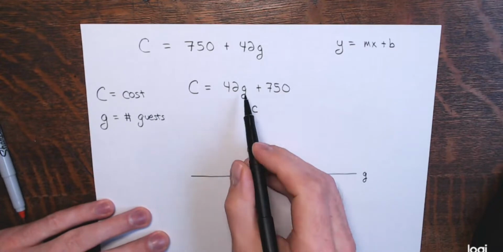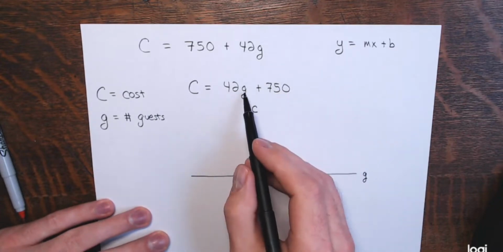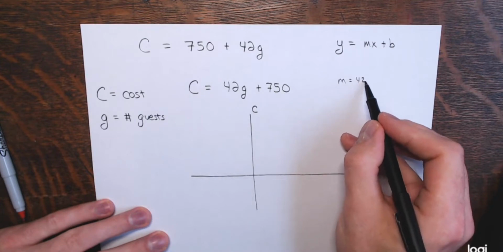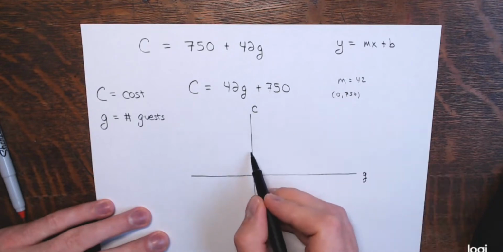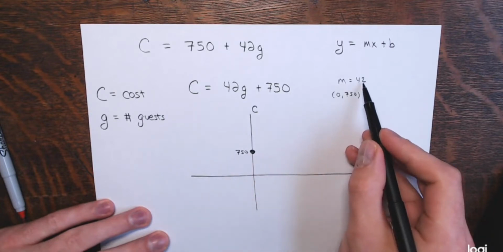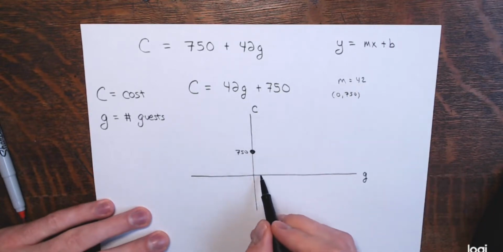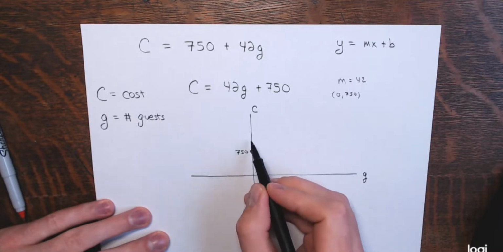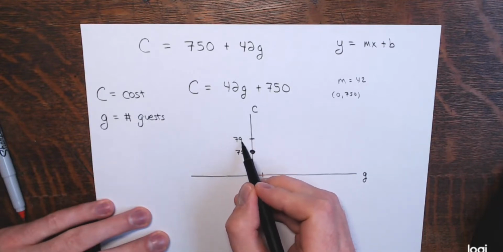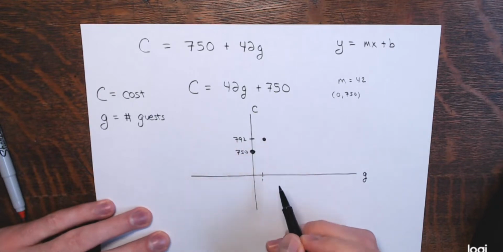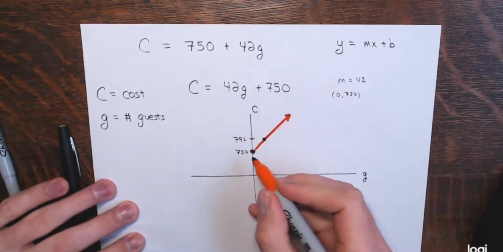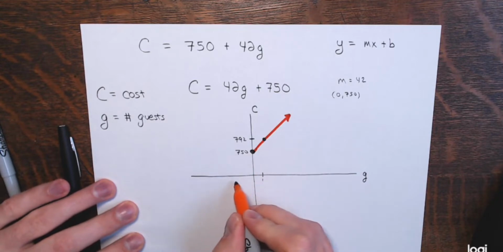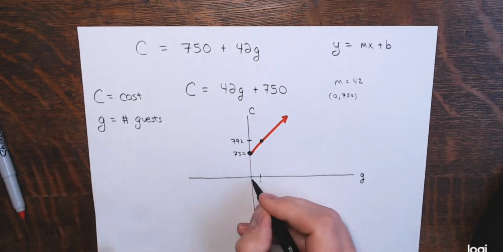And I hope you can see now, this is in slope-intercept form. The slope would be 42, and the y-intercept would be (0, 750). All right, so this is, say 750 here. And then a slope of 42 means that if I increase the number of guests by 1, I'd have to increase the cost by 42. So 792 would be on the graph, right? And here's the line for this cost function. Now, of course, I'm not going to keep it going over here because you can't have a negative number of guests. Doesn't make any sense.